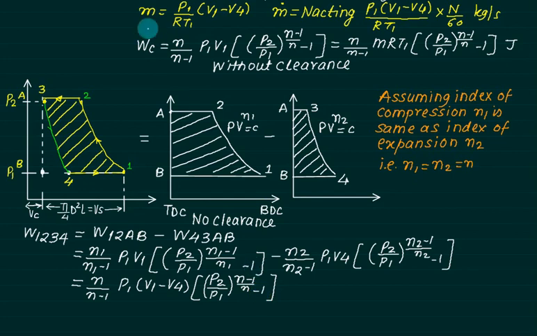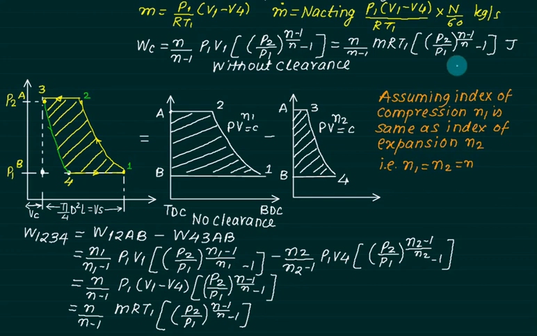Now we already proved here that mass equals P1 upon RT1 into V1 minus V4. So we will replace P1 (V1 minus V4) equals M into RT1 in the equation, that is n upon n minus 1 M RT1 into (P2 by P1) to the power (n minus 1) upon n. This is the expression for work done in case of clearance.